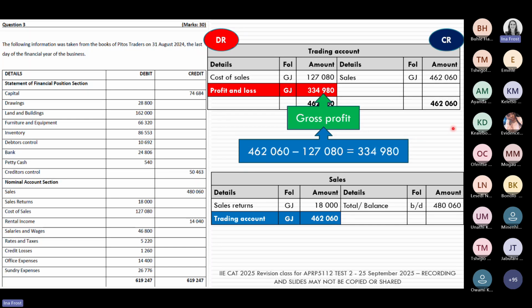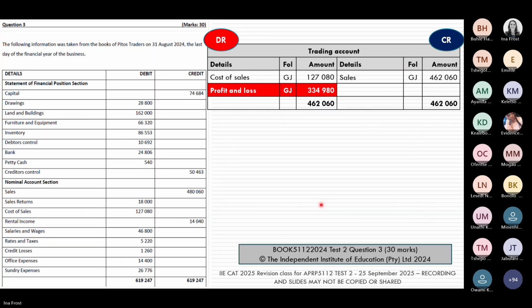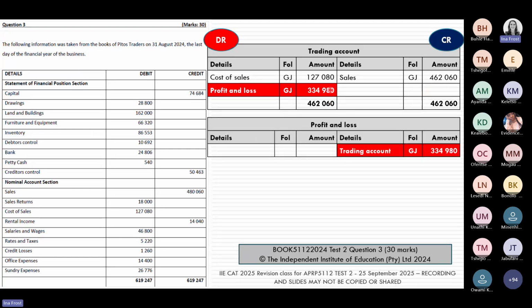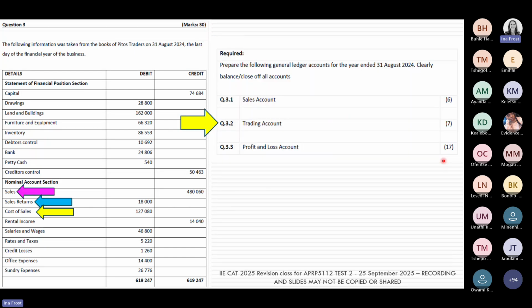And in the blue block, I'm just showing you again how I calculated it. So it was sales minus cost of sales. And just remember, it was sales minus sales returns. Okay, so this gross profit then, we put it in our profit and loss account. And now we're ready to do the next question.